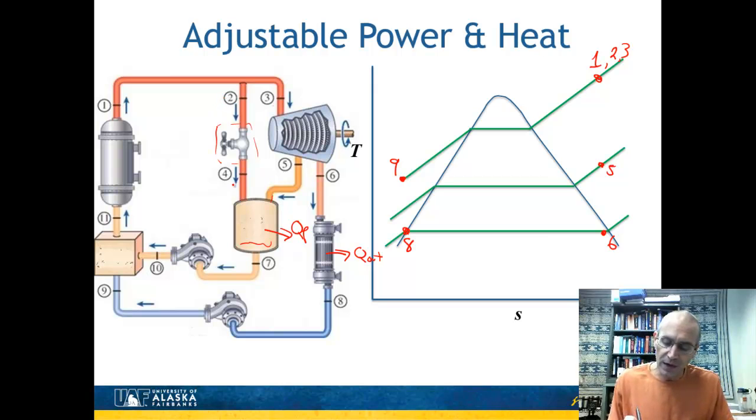Right. So let's go ahead and look at the throttling valve now. So we have point 2, and it's going to go to point 4. So we want to figure out what point 4 is. And one of the things to recognize is that point 4 is at the same pressure as 5. So this is that intermediate pressure. So that means point 4 is going to be somewhere on that line.